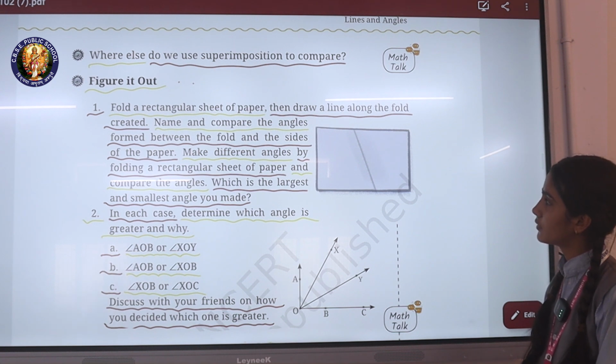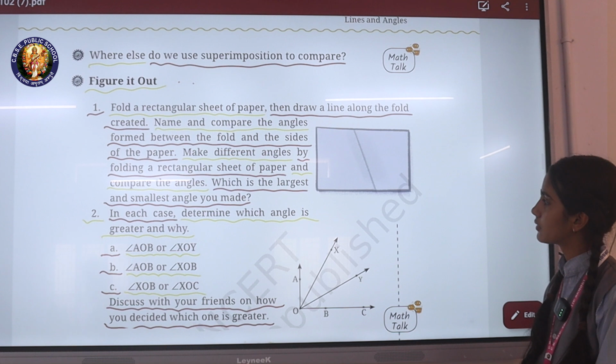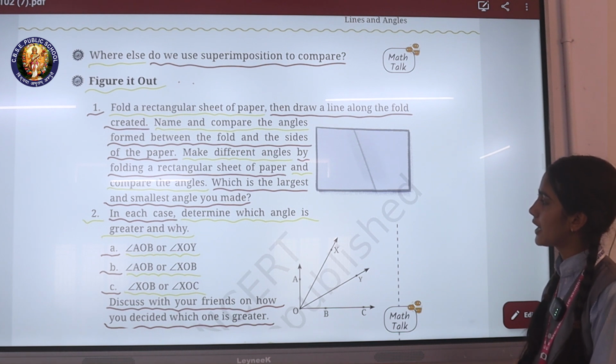Number 1. Fold a rectangular sheet of paper. Then draw a line along the fold created. Name and compare the angles formed between the fold and the sides of the paper. Make different angles by folding a rectangular sheet of paper and compare the angles. Which is the largest and smallest angle you made?